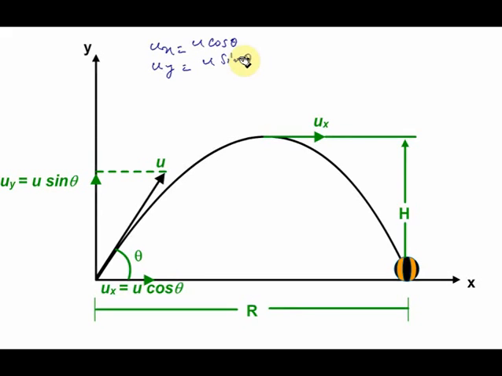Now let's see what acceleration is acting upon this projectile. There is only one acceleration, which is gravitational acceleration, that is g, which is acting upon the projectile, and it is in the negative y direction. So the acceleration in the x direction is 0, and the acceleration along the vertical direction is minus g.